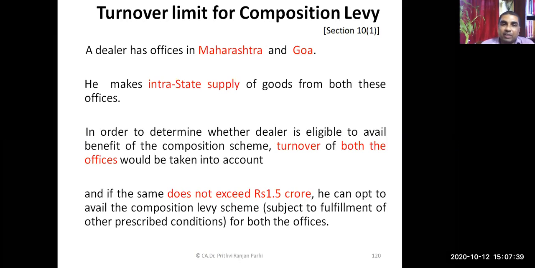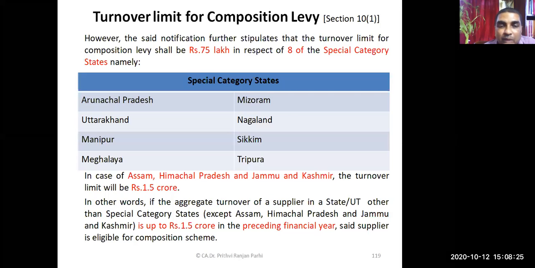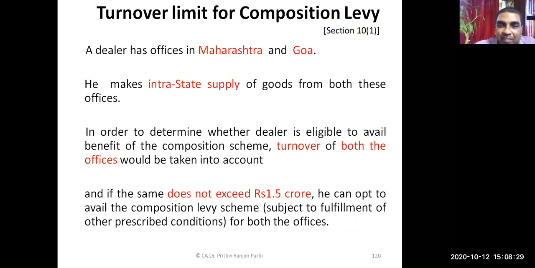Now, as I told you, aggregate turnover is relevant. Let us take an example here. Suppose a dealer has an office in Maharashtra and Goa, and let us say he makes intrastate supplies of goods from both the offices. Then how to arrive at the turnover? You have to take the turnover of Maharashtra and also the turnover of Goa. Both have to be added to find out whether the aggregate turnover exceeds 1.5 crore in this case. Right, the turnover of both states should be taken into account. If it doesn't exceed 1.5 crore, then one can opt for the composition scheme. And if it exceeds, one cannot opt for the composition scheme. Okay, but for those 8 states which I showed you, the turnover limit is 75 lakh instead of 1.5.